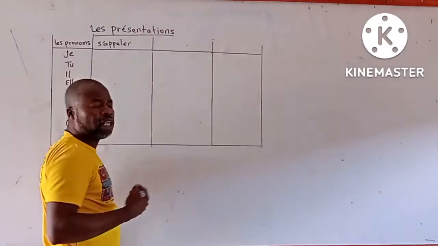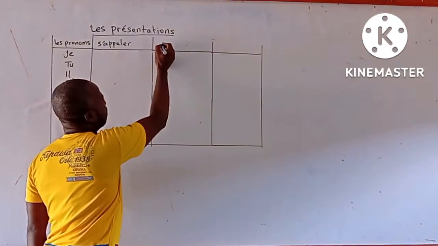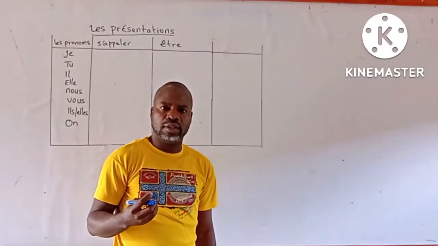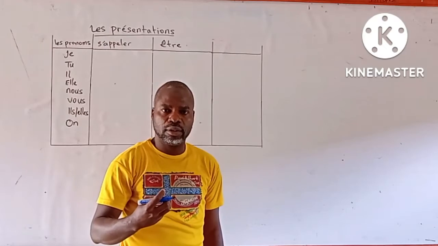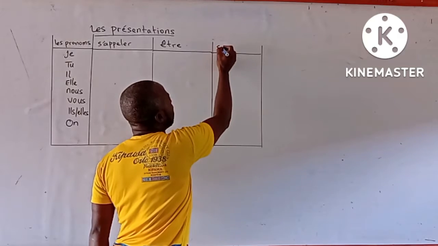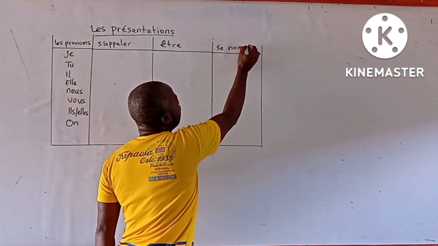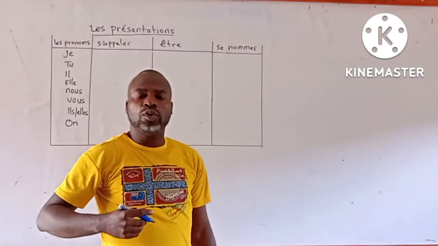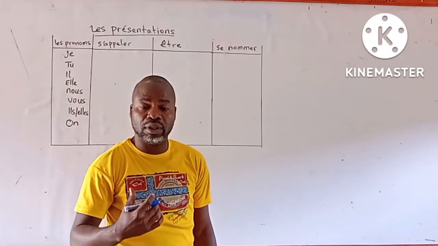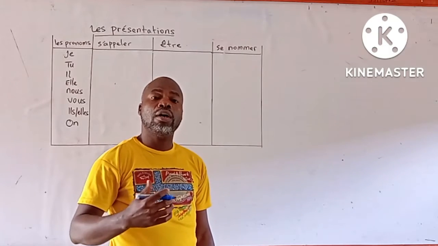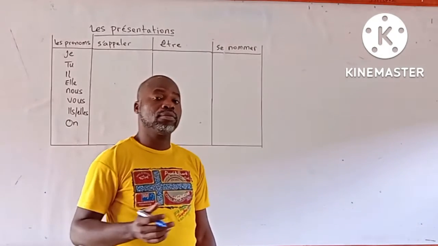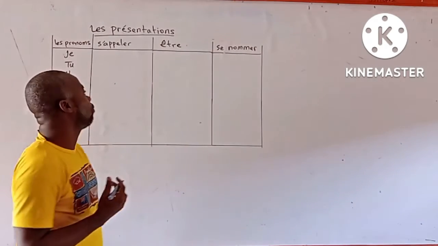Now, we have another verb that we can use to introduce ourselves. The verb être. Être means to be. An auxiliary verb. And we have the last one. Se nommer. Se nommer means to be named. But all of them, when you are using them to introduce yourself, the translation will be I am or my name is. Let's start with the conjugation now.